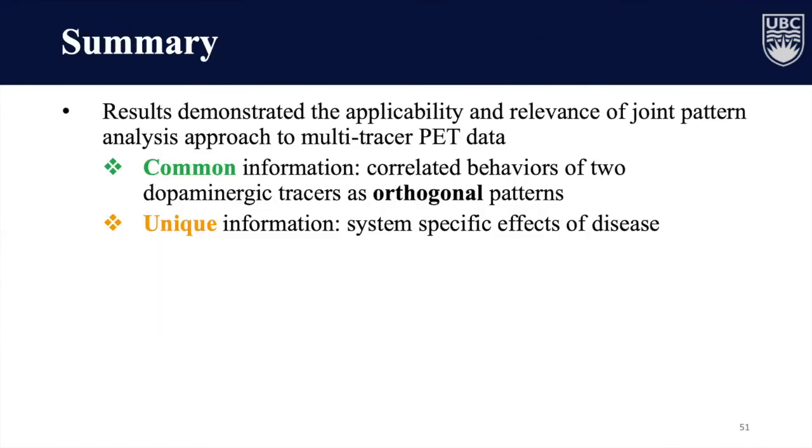So in summary, these results demonstrated the relevance of the joint pattern analysis approach to multi-tracer PET data. The common information showed correlated behaviors of two dopaminergic tracers as orthogonal patterns. And the unique information revealed additional information into system-specific effects of the disease.